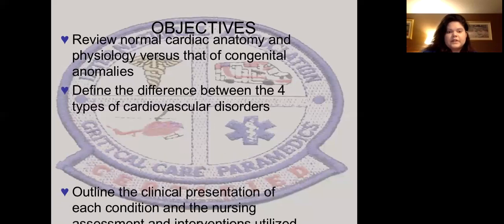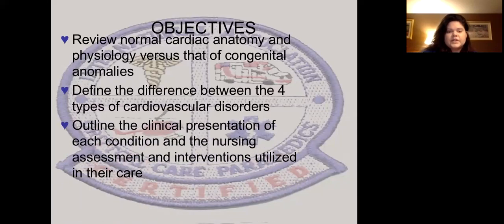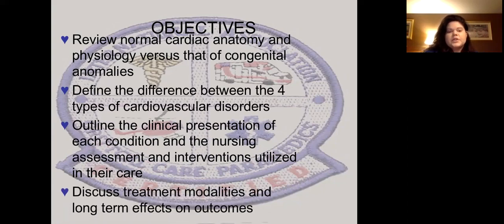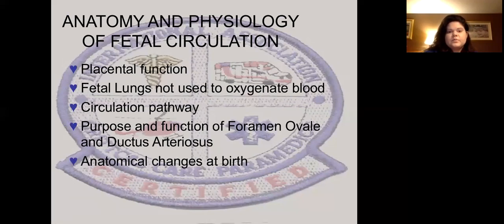So here are just some of the objectives for this particular presentation. We're going to look at the normal cardiac anatomy versus congenital anomalies. We're going to look at the differences between the 4 types of cardiovascular disorders, though I believe there are a few more in there. And then look at some different assessment tools, which I'll go ahead and tell you now. We're going to kind of breeze through those because the majority of them are the same. And then we can discuss treatment modalities and some of the long-term effects or the outcomes for the pediatric patients.